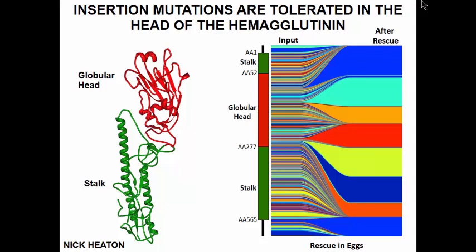So this suggests that the majority of viable mutants are in the domain of the influenza virus that is really the most mutable one, the one that is most flexible in allowing the insertion of these 5 amino acids, and that is the globular head of the influenza virus hemagglutinin.